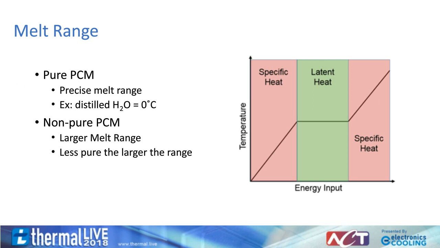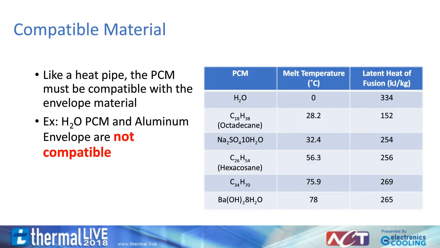Finally, when discussing chemistry, we need to identify compatible PCMs and envelope material. For example, water and aluminum are not compatible. If one were to use water as the PCM and aluminum as the envelope material, the two would react and create non-condensable gases. Typically, hydrocarbons or paraffin waxes are chemically stable and will not react with metallic envelopes. Hydrated salts, on the other hand, tend to react more often and need a chemically compatible envelope.